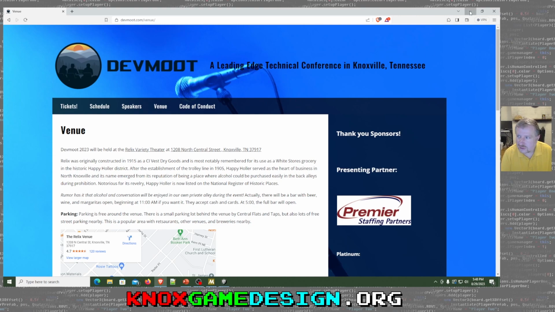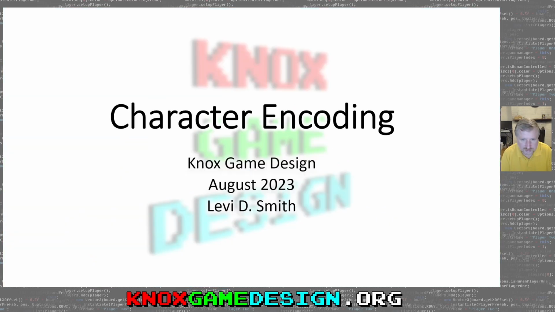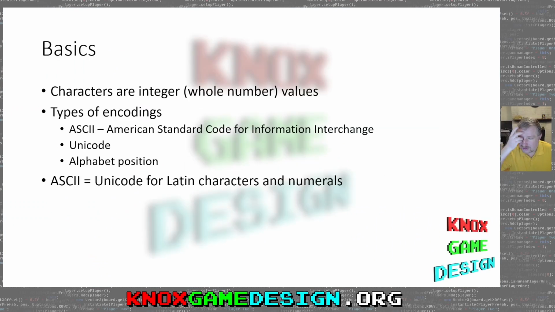So this month, I'm going to talk about character encoding. I really didn't have any thoughts on anything to talk about this month, and I was just playing around and found some cool things, things I never knew about. So basically, characters or letters, A, B, C, D, all the way up to Z. How those are stored in a computer: those are stored as integer, whole number values.